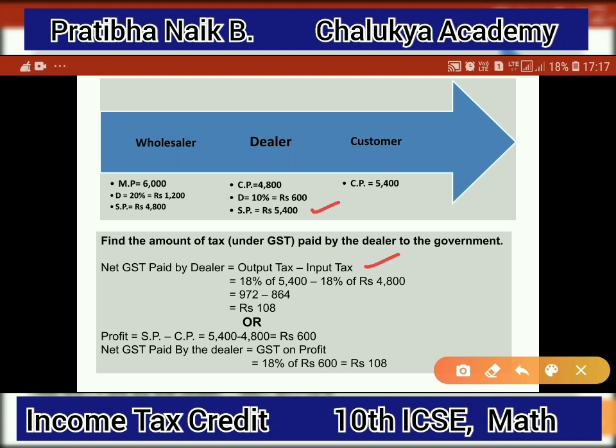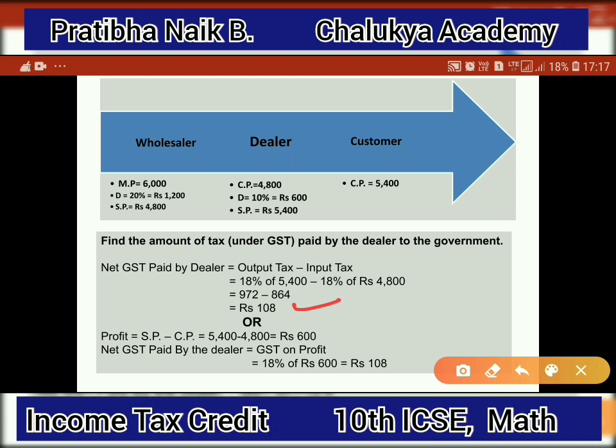So the selling price of the dealer is 5,400, so we are taking 18% of 5,400. The cost price of the dealer is 4,800, so 18% of 4,800. So here we get 972 and 864. Okay, so here we get the net GST paid by the dealer is 108. This is the first method by which we can find out the net GST paid by the dealer.